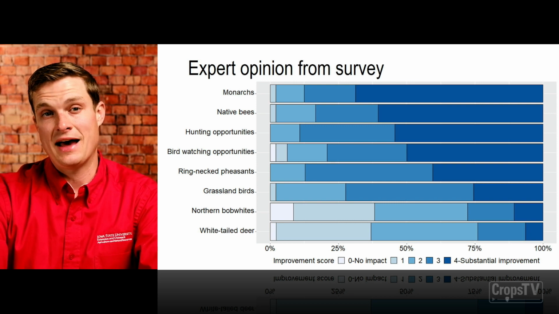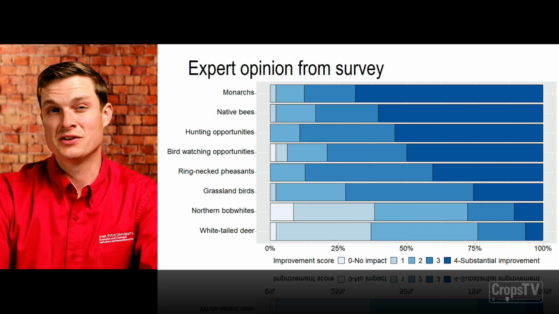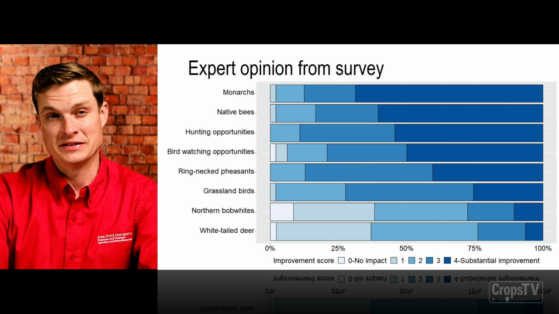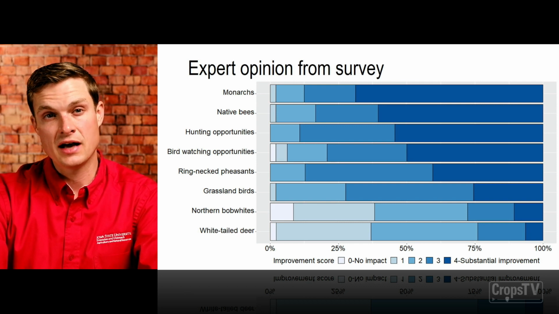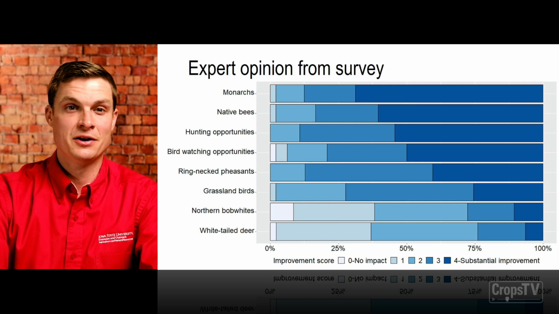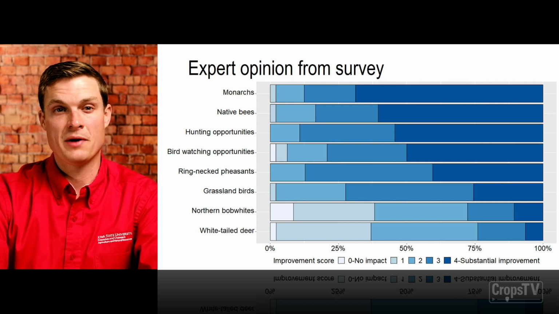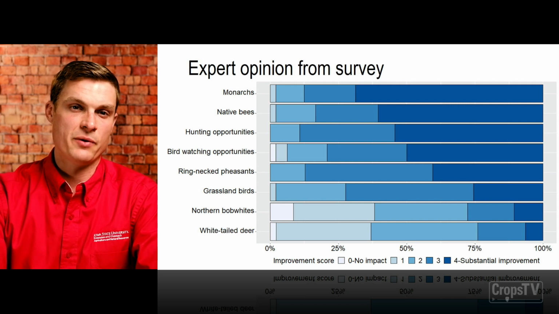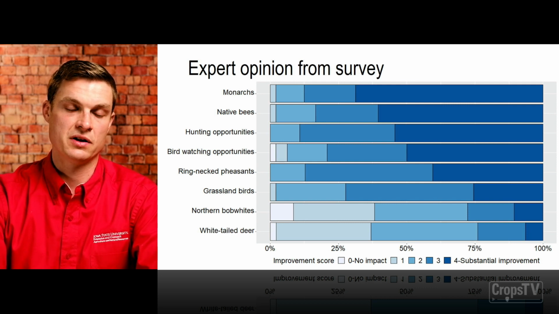And you can see that as a general rule, these wildlife biologists that were surveyed thought doing this in crop fields is going to do a lot of good for a lot of different things. It's going to be good for monarchs. It's going to be good for native bees, hunting opportunities, bird watching, pheasant habitat, grassland bird habitat, northern bobwhites, and white-tailed deer. This is kind of roughly ordered in terms of the species we think will benefit the most.